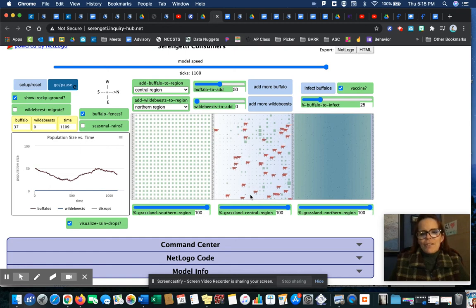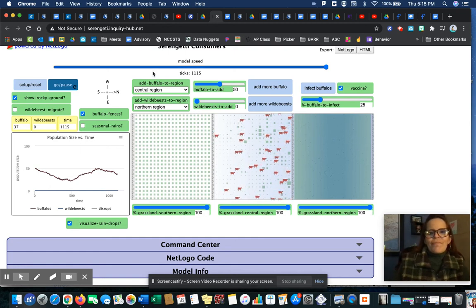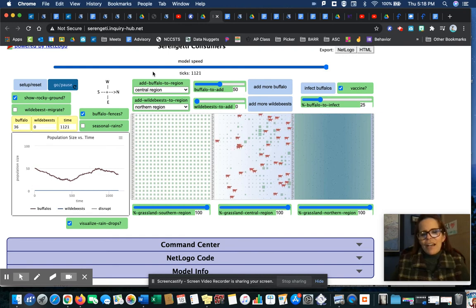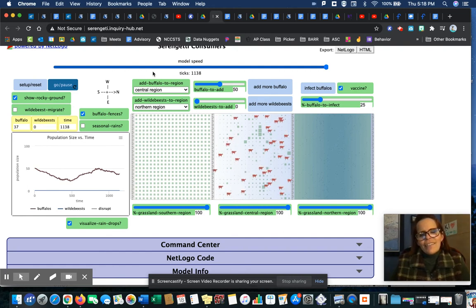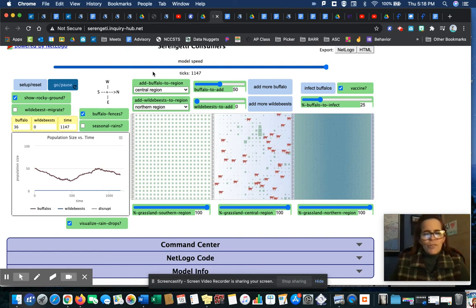How did you think it was going to turn out? How did you think it was going to turn out if we started with 50? Did you think we were going to end up with more animals than he did when he started with 10? Or did you think we were going to end up with the same number of animals or fewer animals? All right, well, we're almost there. It'll take maybe 30 more seconds.